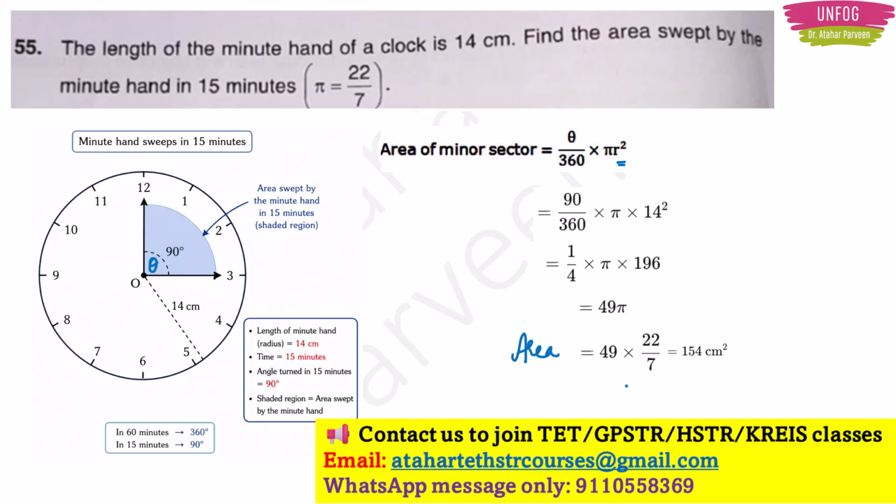So that is actually the area swept by the minute hand in 15 minutes. So don't think that you are not using 15 minutes here. You have found the theta value by the 15 minutes only, right? If they were telling 30 minutes in the question, then what your theta would be? It would be 180, right? If they were telling 45 minutes, then your theta would be 270, right? So that way you have to correlate and find the answer. Clear, right?